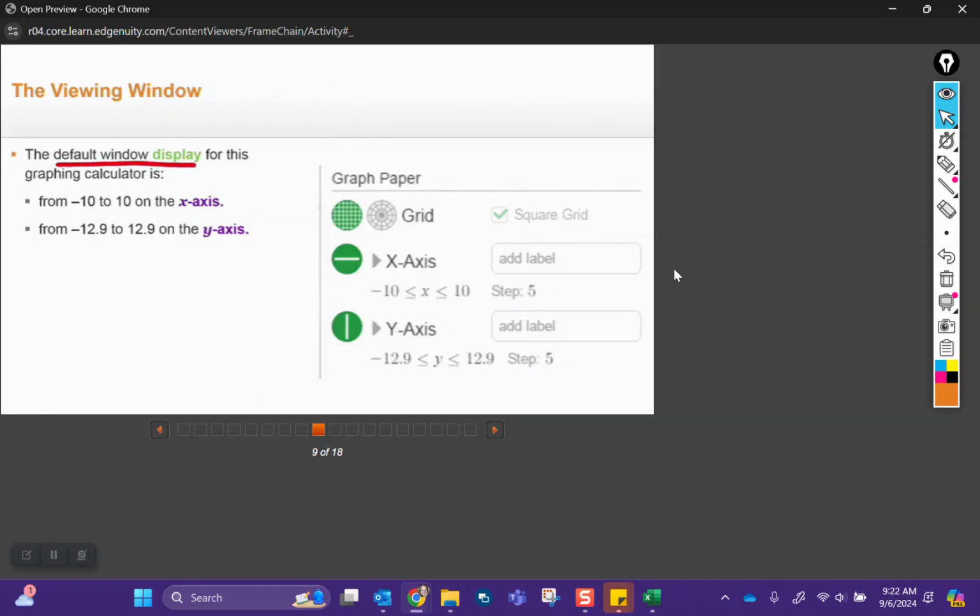When we talk about the window display, we're talking about literally how far on the X and Y axis you can see in the graph. It looks like it's going from -10 to +10 in the X direction, and from -12.9 to +12.9 in the Y direction. Why such a random number? I have no idea. Why aren't we just going -10 to 10? I guess maybe it's because the window's a little taller than it is wide. It's not a square, it's a rectangle, so maybe that's why.